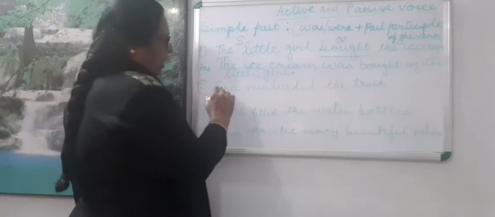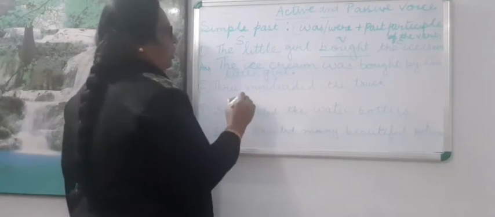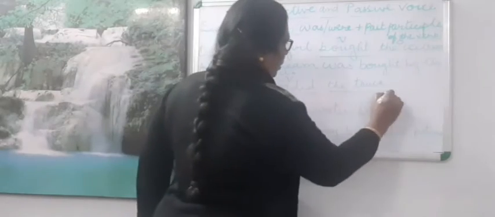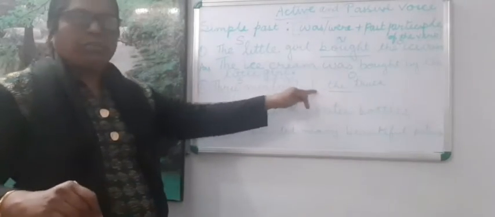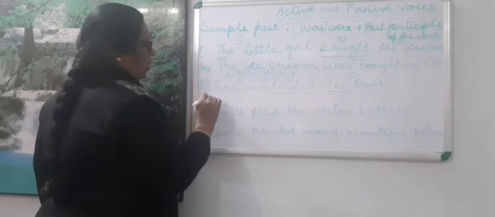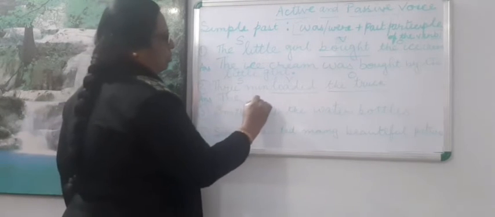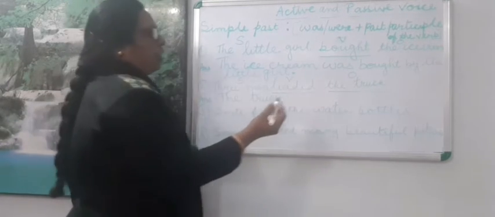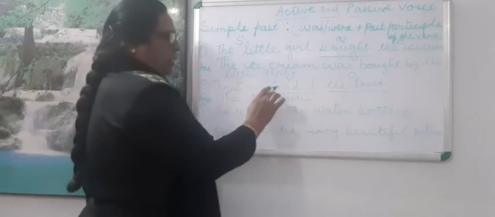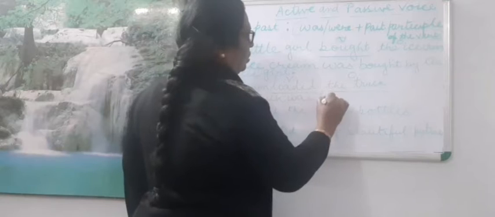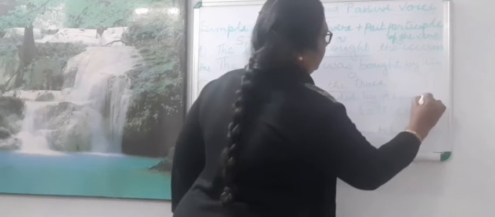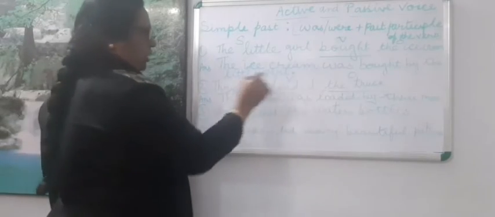Now, the next sentence, 3 men loaded the truck. Here, loaded, again simple past, is the verb, 3 men is the subject, and the truck is the object. Again, the subject will become the object and the object will become the subject. The truck is the object, now it will become the subject. The truck, as it is again singular, was loaded. The past participle of load is loaded. The truck was loaded by 3 men.